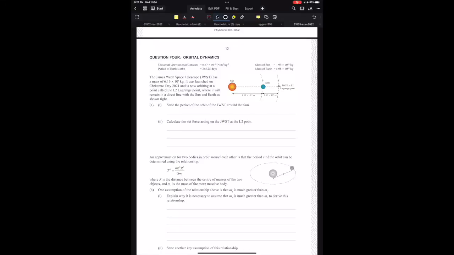Hi everyone, this is question 4 of NZQA Scholarship Physics for 2022. This question is called Orbital Dynamics, so let's get straight into it. The James Webb Space Telescope, JWST, has a mass of 6.16 times 10 to the 3 kilos.